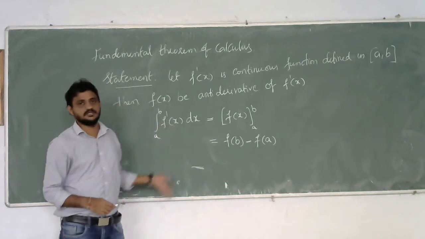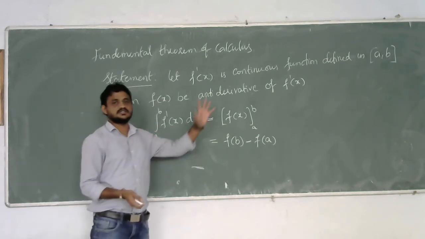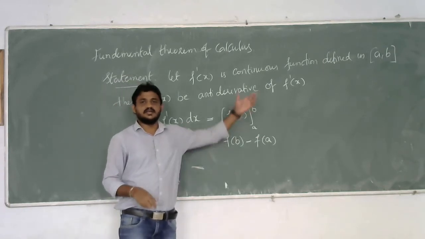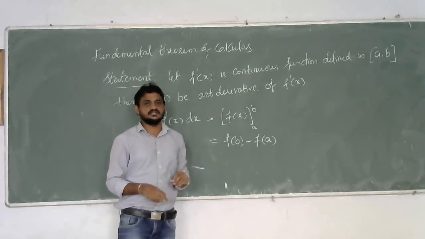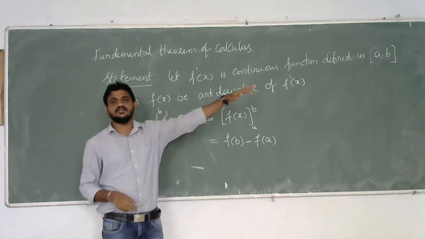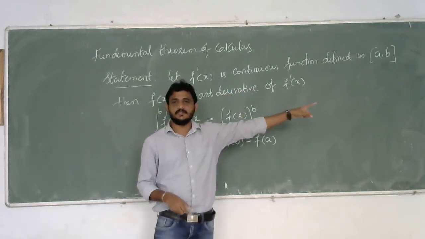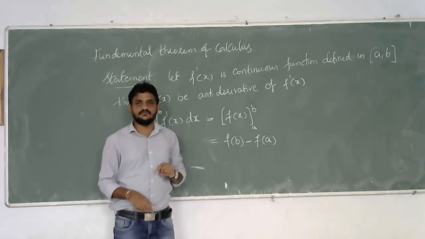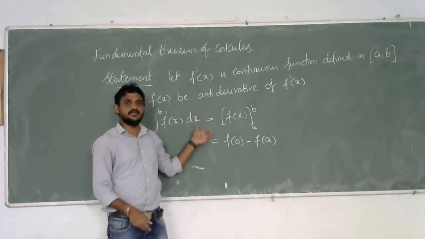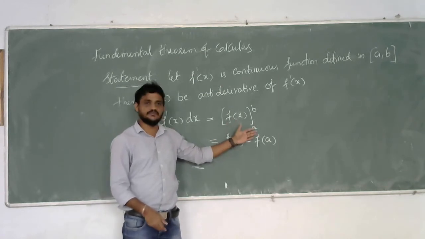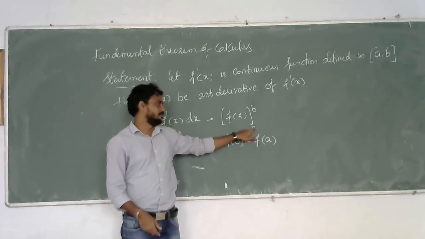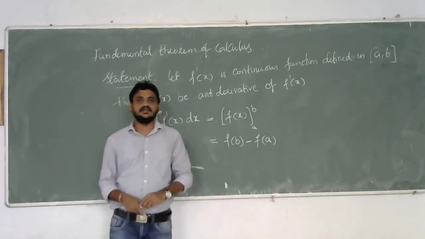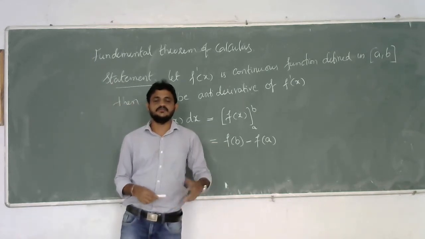Important for short question. You will be asked for short question. So what is the statement? First we just have to write the statement. If f dash of x is a continuous function defined in the interval a to b, and f of x is an antiderivative of the given function f dash of x, then integral a to b f dash of x into dx equals f of x, and then apply the limits, upper limit minus lower limit. So this is the fundamental theorem of calculus. Okay, important for short question.